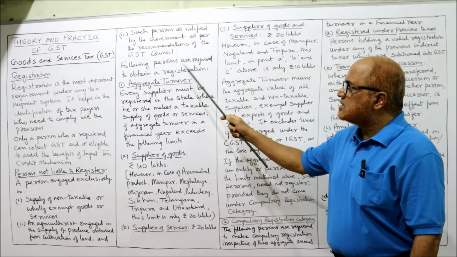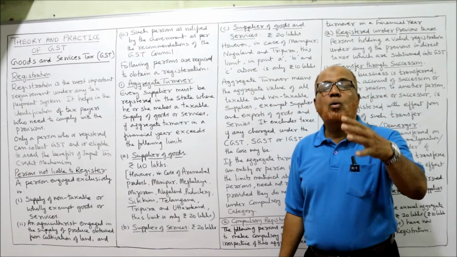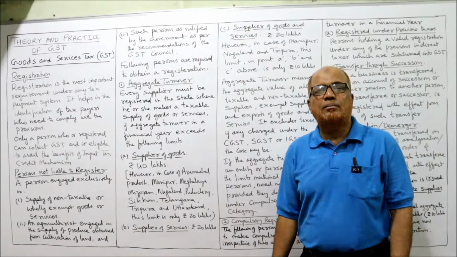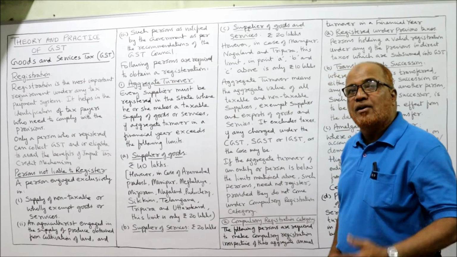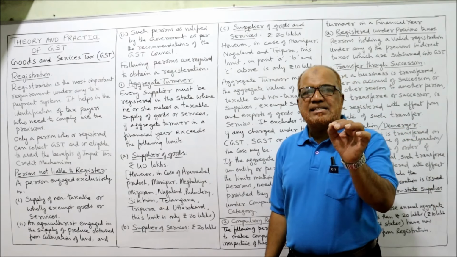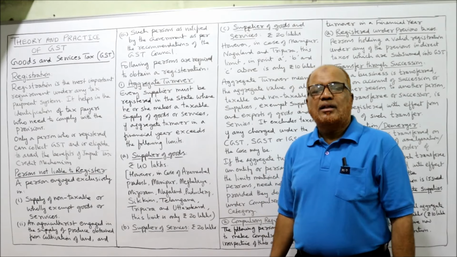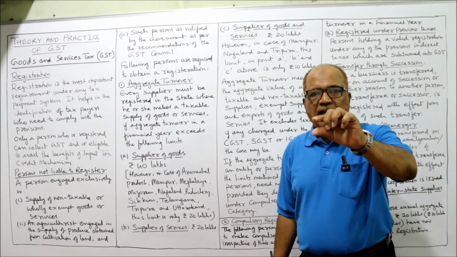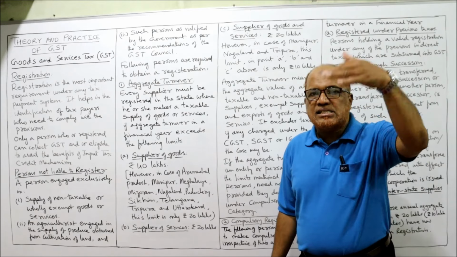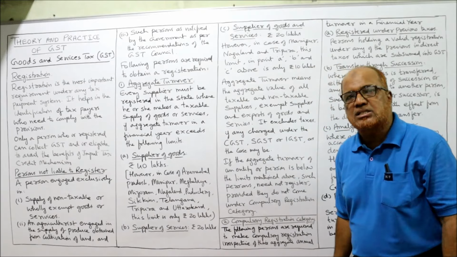Now, the following persons are required to obtain registration. The GST Act has specified the persons for whom it is compulsory to get their businesses registered under GST. First one, very important: aggregate turnover. This is the basic criteria for getting the business registered. The GST law has given a specific amount. If the turnover exceeds that amount, the business must get themselves registered under GST.